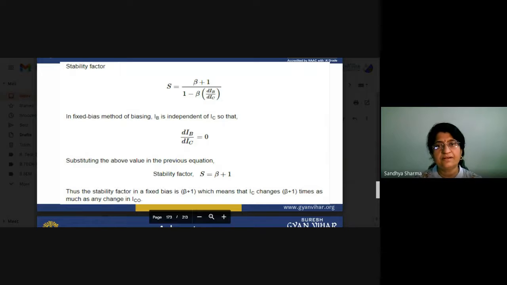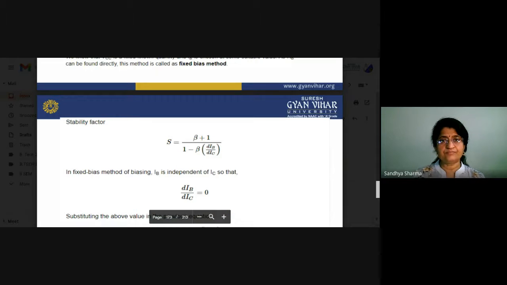Now the stability factor S is equal to (beta plus 1) upon (1 minus beta times dIB by dIC). Here dIB by dIC is equal to 0, which means in the fixed bias method of biasing, IB is independent of IC. Substituting these values, we find the stability factor S equal to 1 plus beta. This is the stability factor in the fixed bias, which means that IC changes 1 plus beta times as much as the change in ICO. So that is the basic stability factor we can work out here.